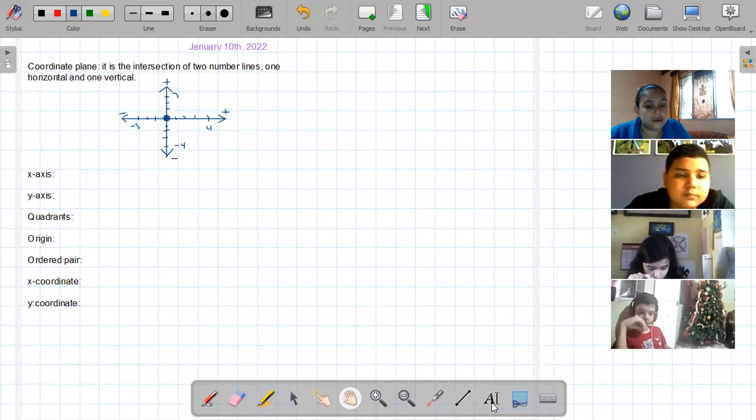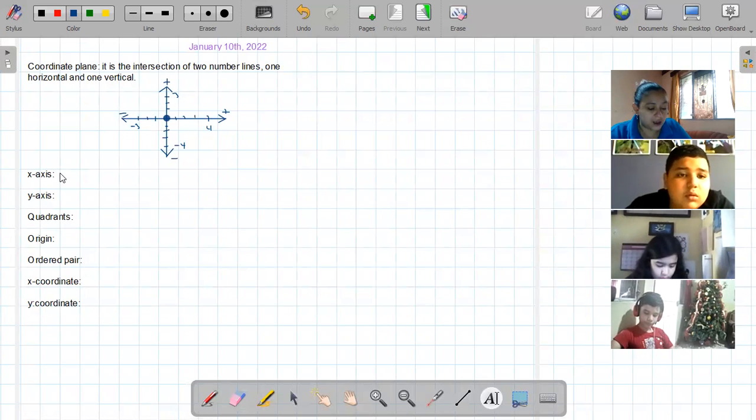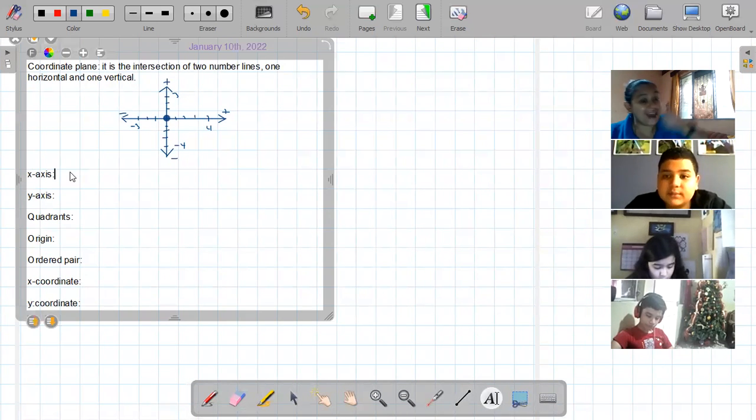Let's go with the second definition, the x-axis. Okay, what is the x-axis? The horizontal line. I'm sorry? It's the horizontal line. Exactly, it is the horizontal line.